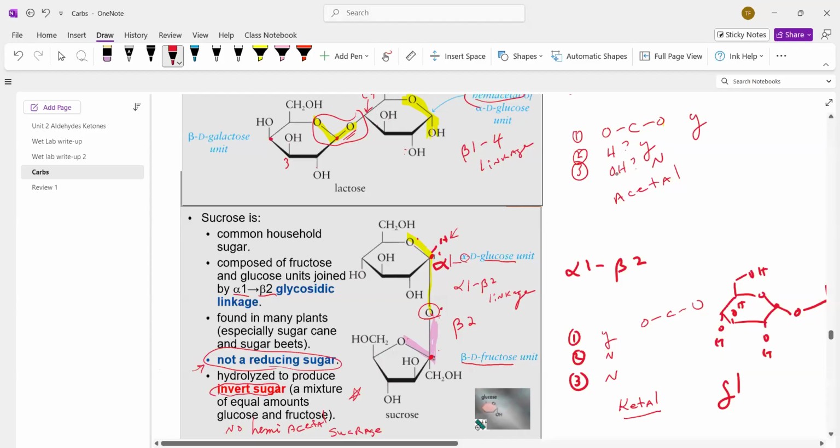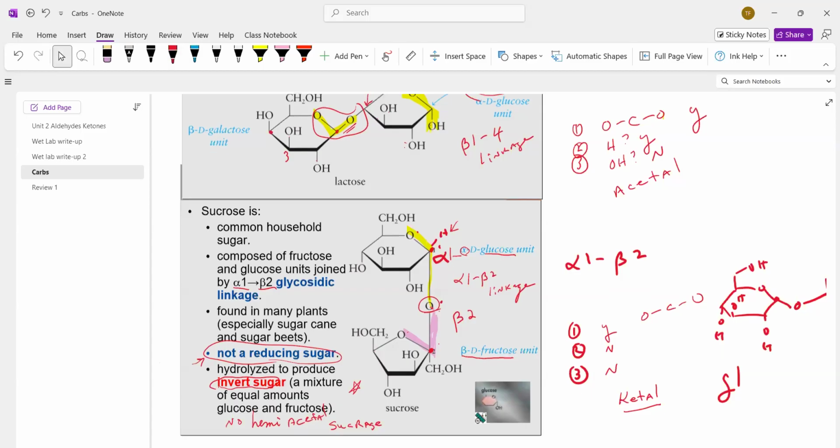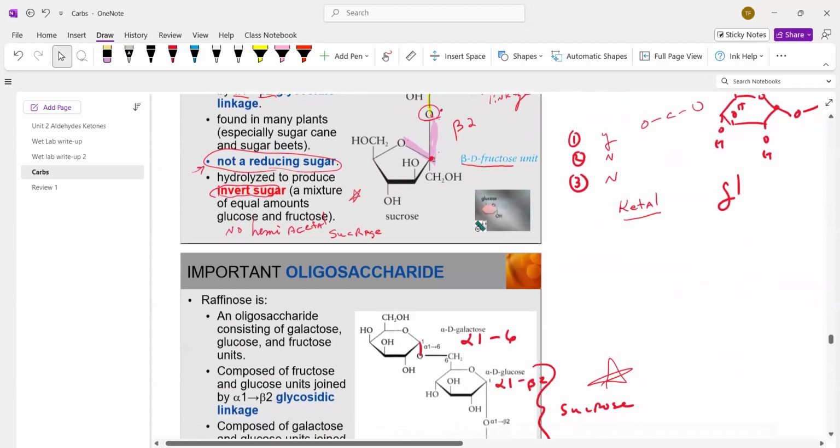And I don't know where the word invert comes from. It's just the way honey comes. That's why honey's sweet, you're tasting the fructose. Glucose is not very sweet particularly compared to fructose. Okay, so that's it on disaccharides.